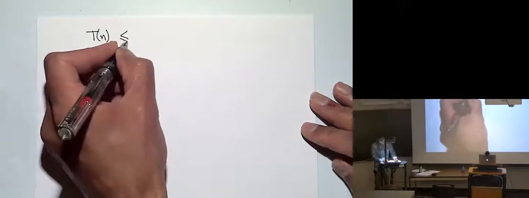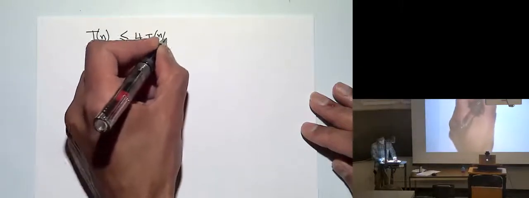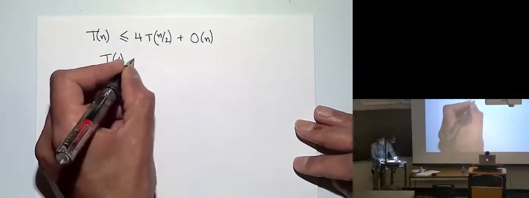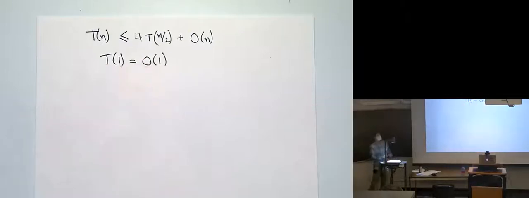Okay? So we get T of n is at most 4 times T of n over 2 plus O of n. That's a recurrence. And of course, T of 1 is O of 1. Right? So let's solve this recurrence. Again, yes, you can use the master theorem, but I want to draw the recursion tree to see exactly what's going on. Does everybody understand what's going on? It's clear?